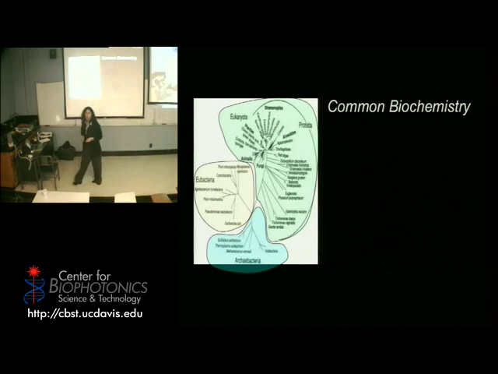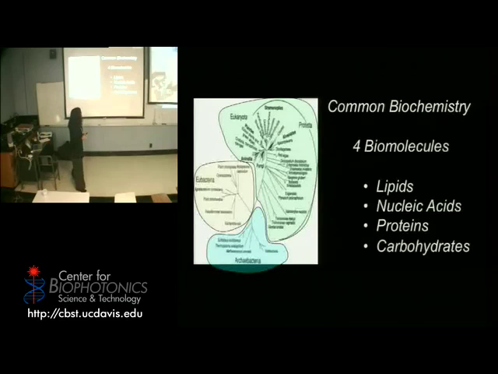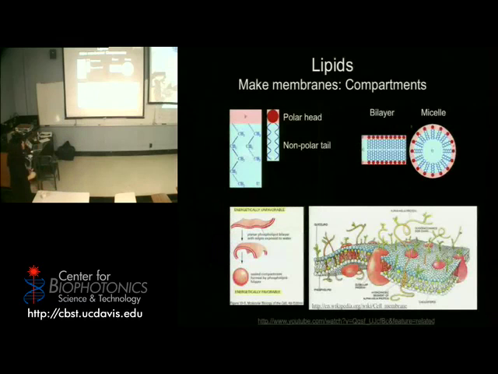So what are the things that all these living organisms have in common in terms of the biochemistry? There are 4 biomolecules that all of these organisms share. Nucleic acids, because it's DNA and RNA, lipids, proteins, carbohydrates. Those 4 are the basic 4 biomolecules. And I'm going to go in a very general way through all of them.